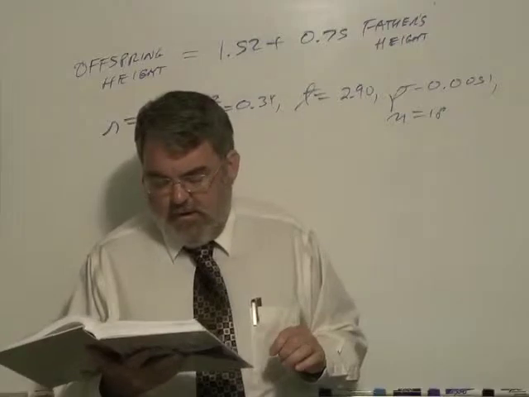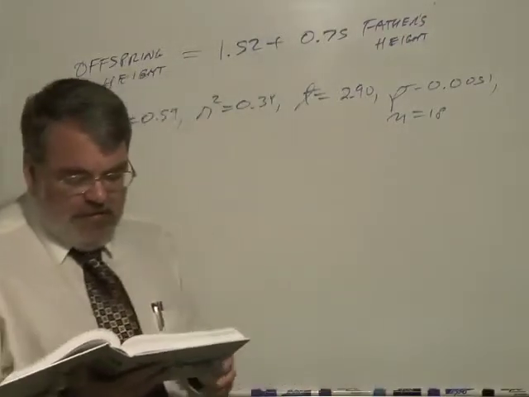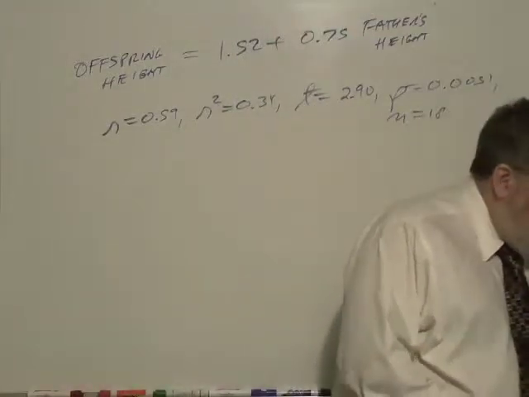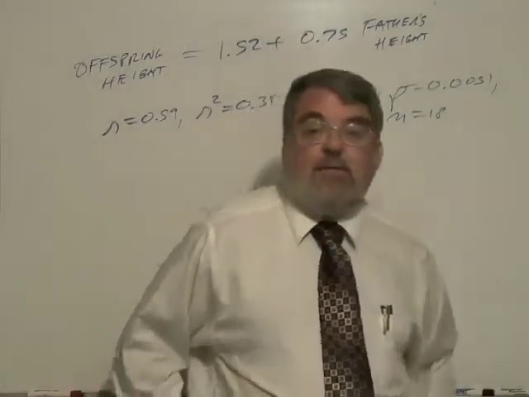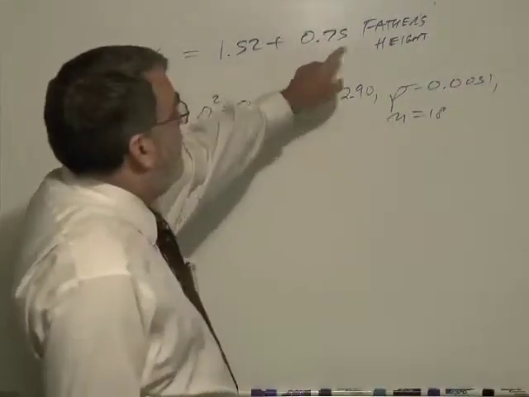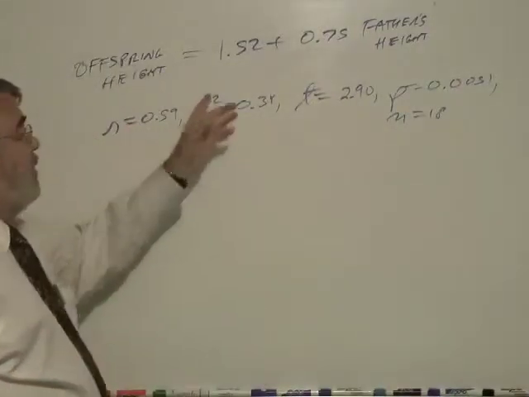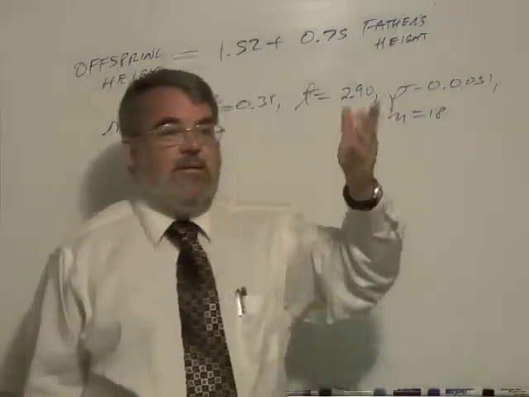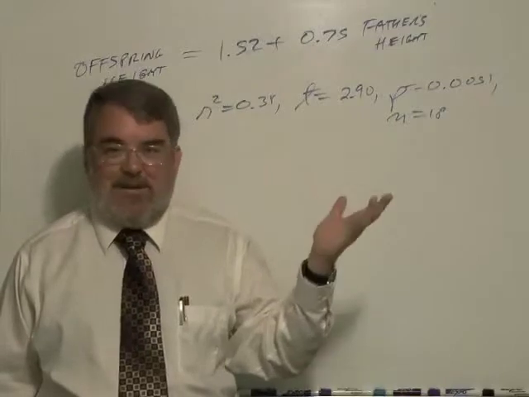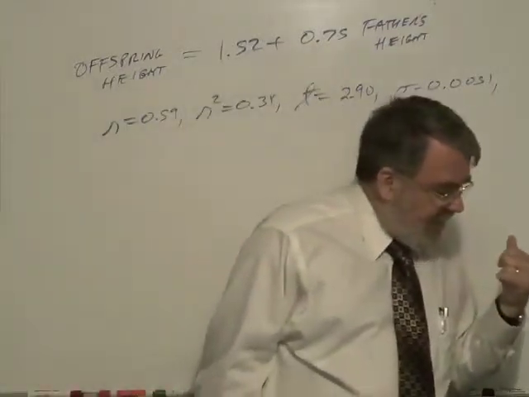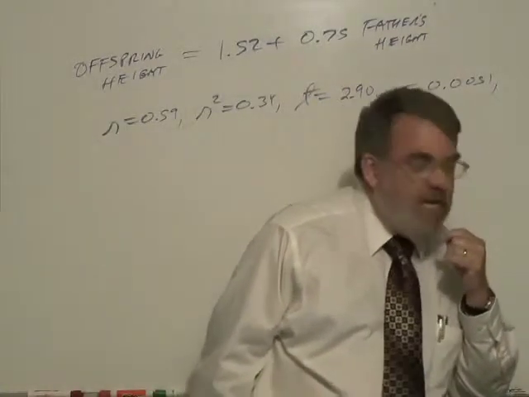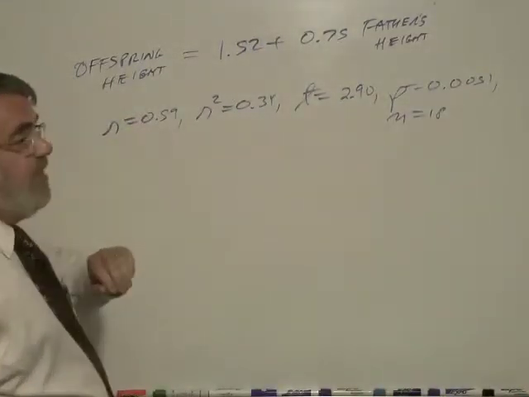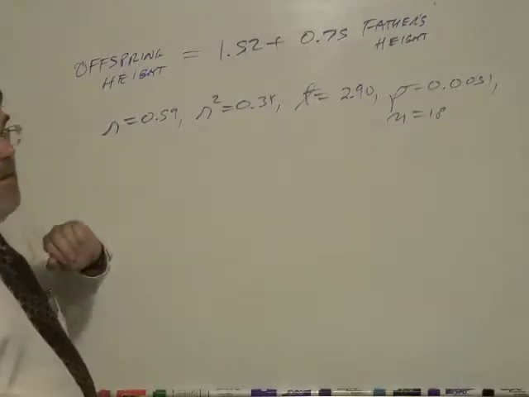Part A: what do the results of the statistical analysis tell you about the relationship between the two variables? Well, that relationship is a positive correlation because of the positive slope, or you could say the positive correlation coefficient. So in other words, the taller fathers produce taller offspring, just like you would expect. What else does it tell us? It tells us that the relationship is moderate because the correlation coefficient was 0.59, moderate.